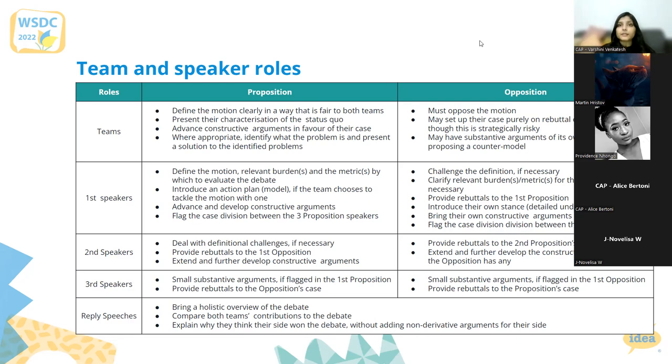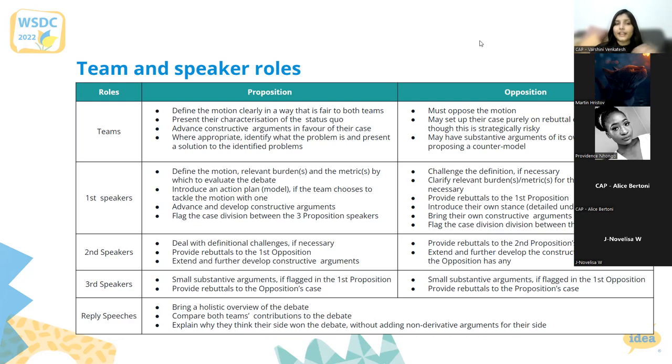Both third speakers can have constructive arguments if first speakers announce that as part of the case split. However, in practice, this hardly ever happens in WSDC. The norm that is followed, even though the technical rule is different, is that third speakers never have new constructive arguments in their speeches. However, third speakers do have new rebuttal. It is their job. They have to rebut the material coming from the previous speaker, and defend the material that earlier speakers have rebutted, that is, material that their own side presented.